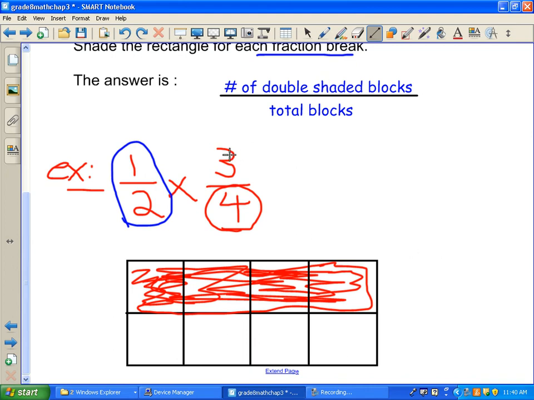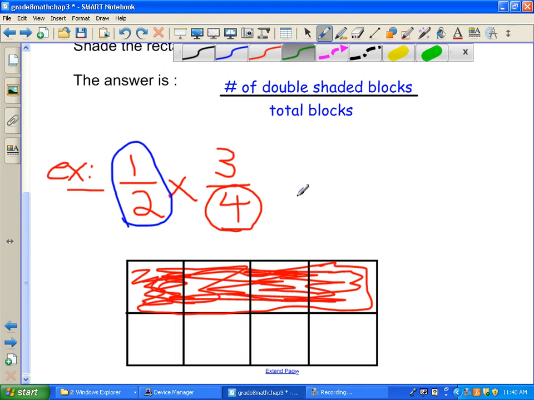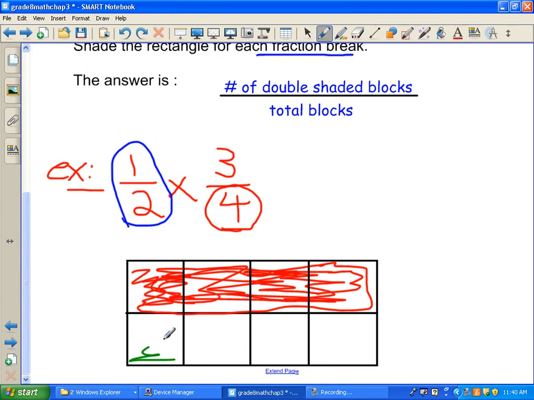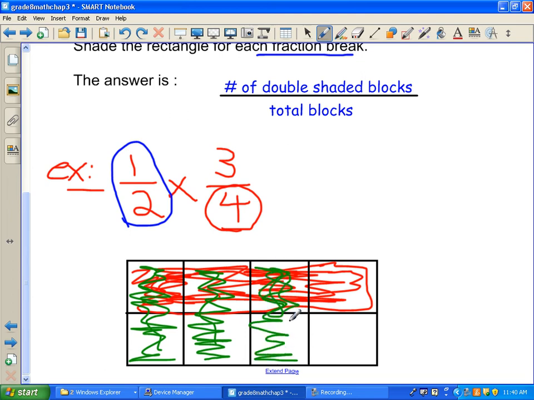And it tells me I need to shade in 3 full slices. So I'll use a different color, green. So I'll start shading in 1, 2, 3 out of 4. So that's 3 out of the 4 slices when I sliced it up.